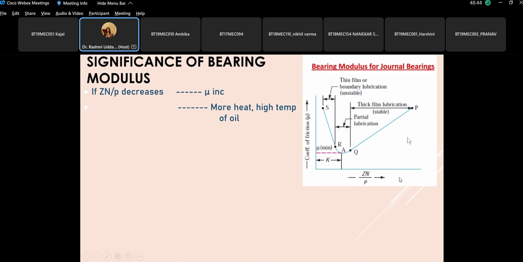If we are in this thick film zone, the moment the coefficient of friction reduces, what happens to the heat generated is, if mu reduces, more heat is generated. The temperature of the oil leaving the bearing will also increase. When ZN by P is decreasing and the temperature of oil increases, what happens to viscosity? How is viscosity related to the temperature of oil? Ameya?